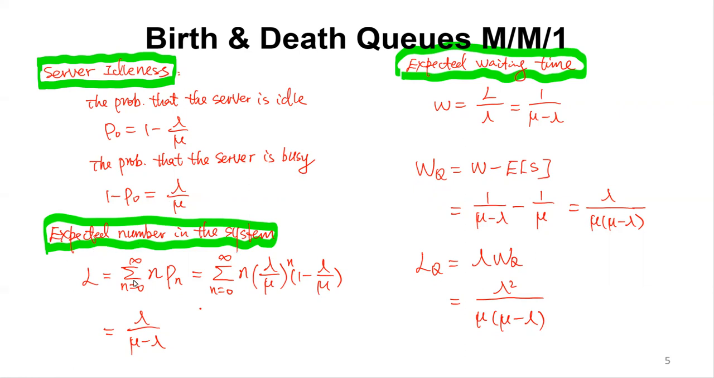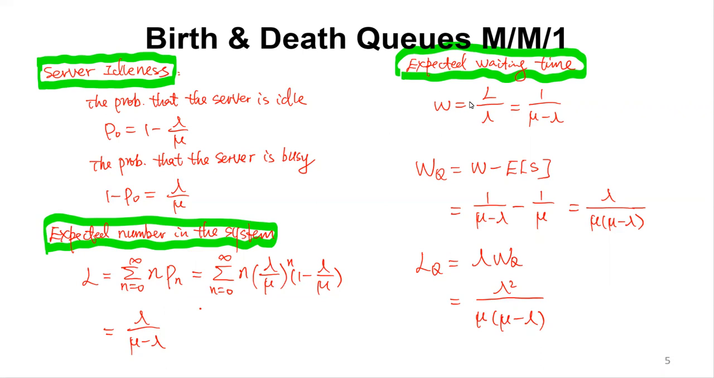Expected number in the system. So that's the sum of n times Pn, the expectation. We know Pn equals rho to the n times (1 minus rho), where rho equals lambda over mu. So when we do the summation together, we will be able to get lambda over mu minus lambda.